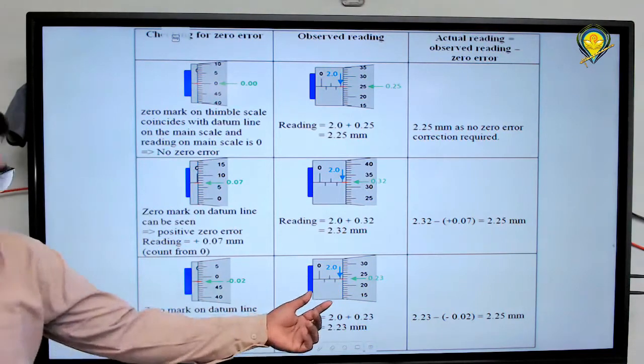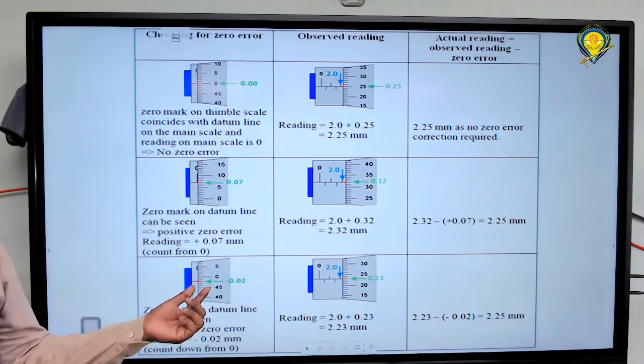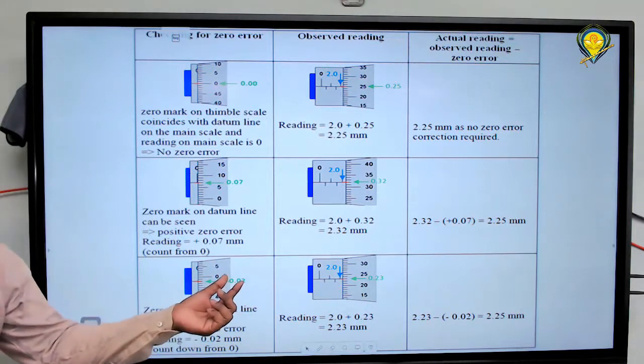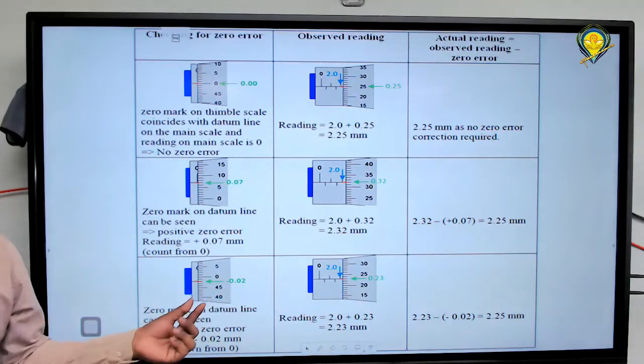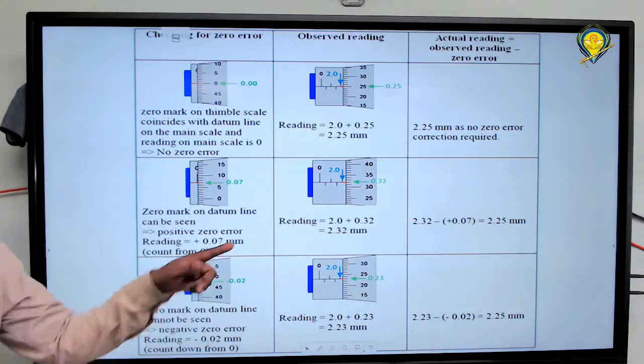Now check the third one. This is showing 46, 47, 48. It is showing 48 instead of 50. So how much is the error? 2 is the error. Multiplying with the least count, that becomes 0.02. Is it a positive error or a negative error? Negative error. That means we need to add this error.